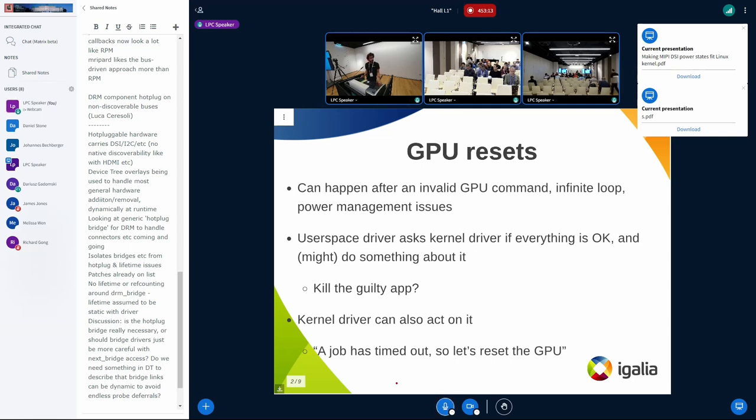And the approach in Mesa is that user space drivers ask the kernel if everything is OK, and Mesa can do something about it. But we don't have a consensus here on what should be done. Some implementations believe that they need to kill the app. And also, the kernel can detect an infinite loop and issue a reset by itself.